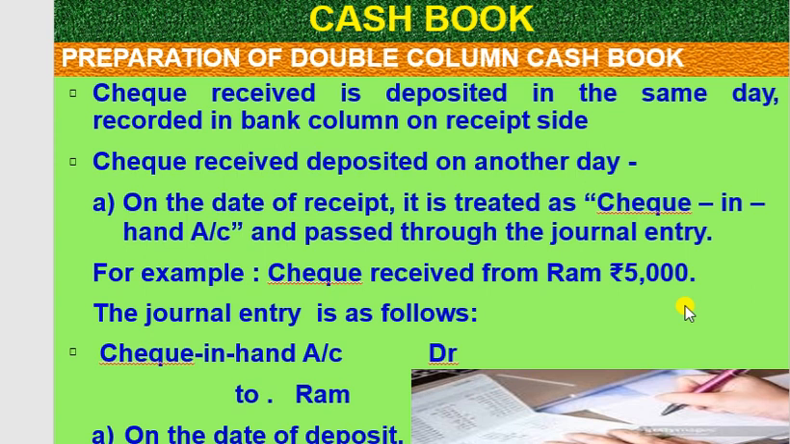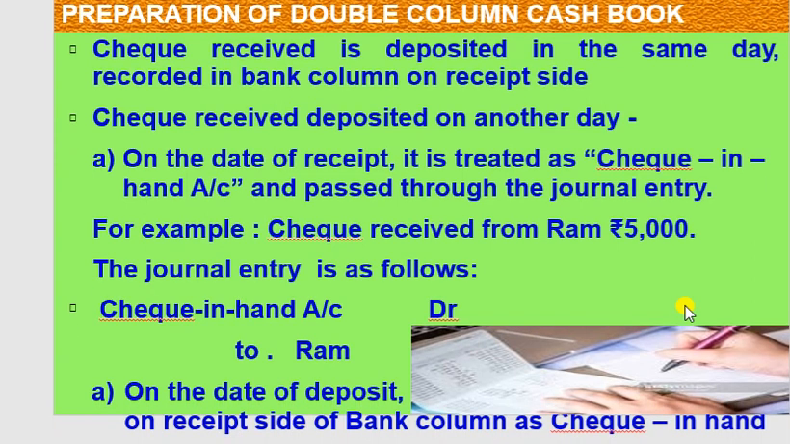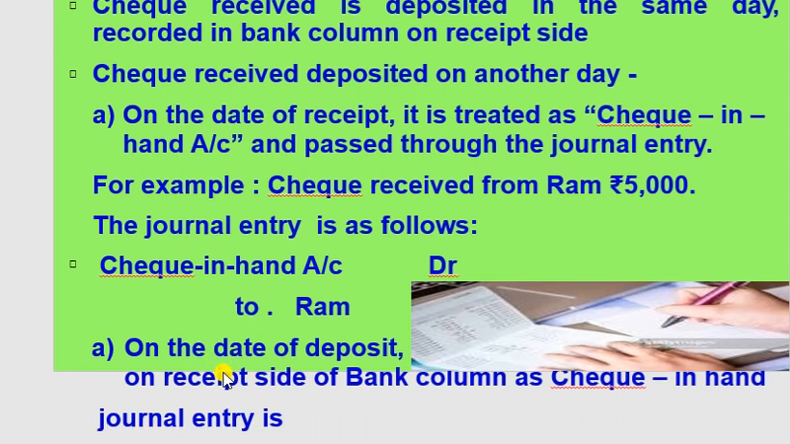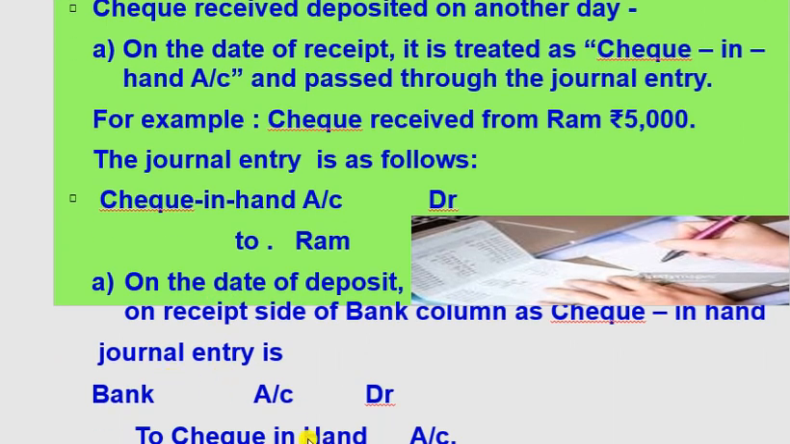After that, when we deposit that particular check in hand into the bank, on the date of deposit again we will record it on the receipt side. Receipt side means debit side of the bank column as check in hand. The journal entry will be bank account debit to check in hand. So the posting will be in the double column cash book. It will come on the debit side to check in hand. The amount will be written in the bank column.